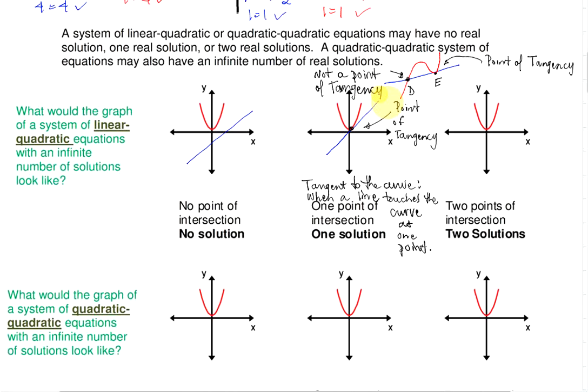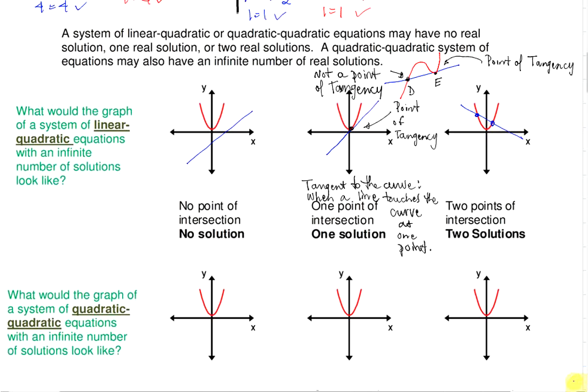Our last situation is two points of intersection, which means we have two solutions. When you draw a line through your parabola, it intersects at two points, one here and one here.